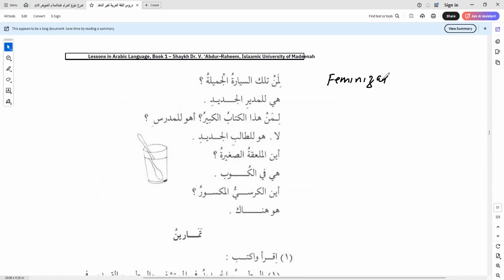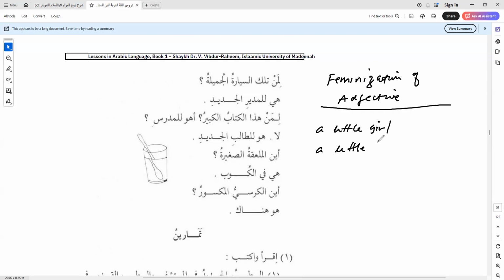So in Arabic, we feminize adjectives. Feminization of adjectives in Arabic. English doesn't do that, right? We say a little girl, and then we say a little boy. But in Arabic, the little, let's say صغير. صغير, little. Now, girl is a she, boy is a he.